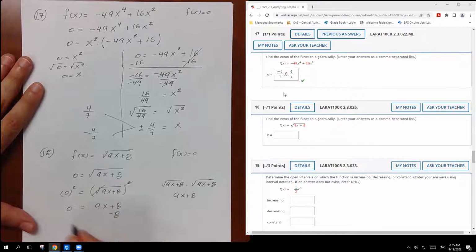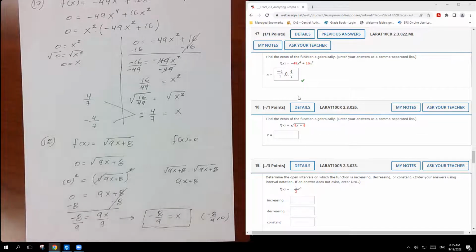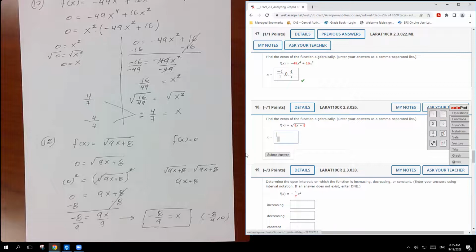Now the next step, we just have to solve it for x. So I'm going to subtract 8, cancel this side. So 9x is going to be equal to negative 8. And then the last step, you're going to divide both sides by 9. So negative 8 over 9 is going to be equal to x. This is the zero for this problem. That means it looks like the x-intercept with negative 8 over 9 and y is 0. So we're going to type here, x is going to be equal to negative 8 over 9. That's it for this problem.